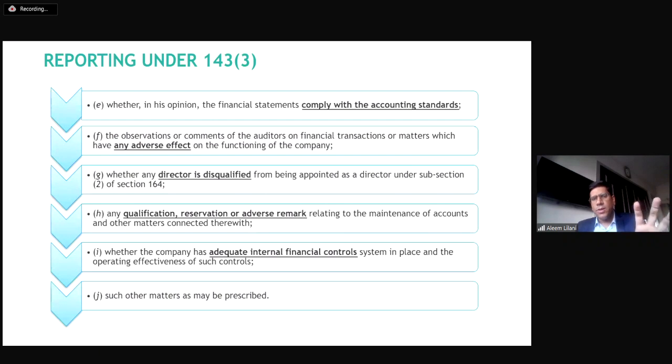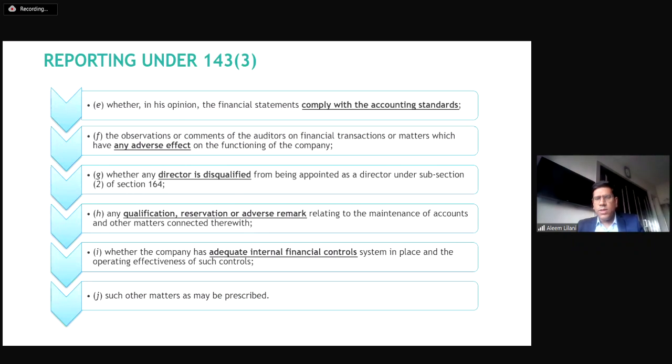There's a lot of guidance on 143(3)(f) available. A separate guidance was issued by ICAI. You can read that, and it will properly guide you on what to report here. So there is special guidance on F and on H. Both 143(3)(f) and (h) have detailed guidance. There's a single document issued by ICAI which has guidance on these two matters.